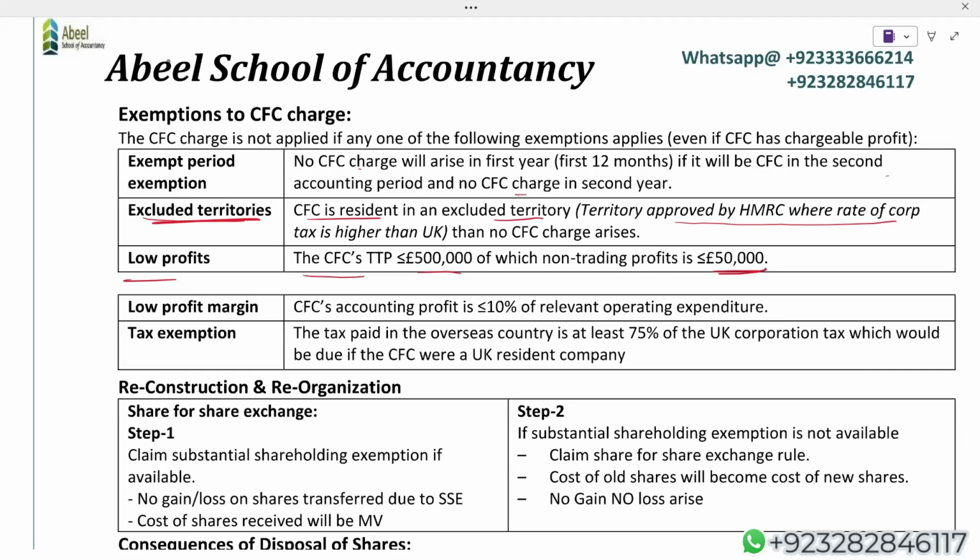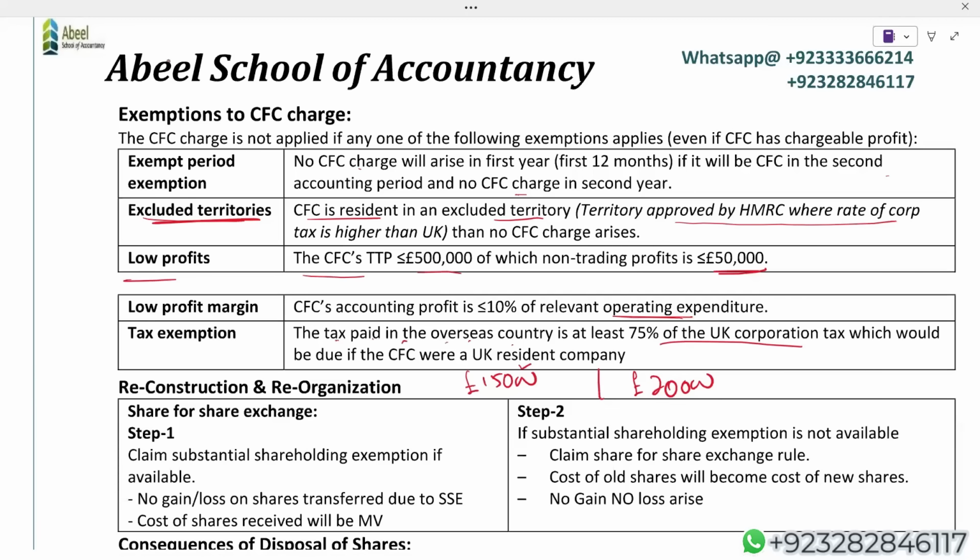Lower profit margin: the CFC accounting period profit is less than or equal to 10% of the relevant operating expenditure. Or simply tax exemption: if the CFC has paid tax overseas which is at least 75% of the UK corporation tax. For example, overseas you have paid £15,000, and in the UK your tax on that overseas income comes to 20,000. Since 15,000 is 75% of 20,000, no CFC charge will arise.